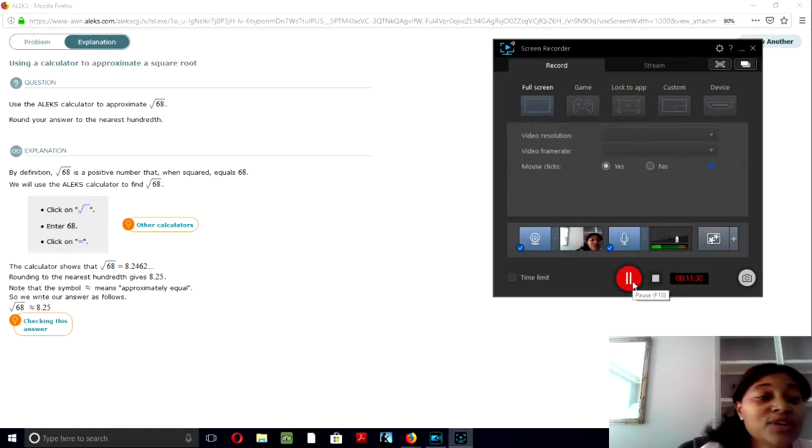Here, once again, you can use your ALEKS calculator, or you can use your smartphone or whatever calculator that you have. You will definitely need your scientific calculator, so you would type in 68 and then click on the square root, and then you should get 8.246. You're going to round to the nearest hundredth, and so you will see that 6 is greater than 5, so you would round up, so your answer would be 8.25.